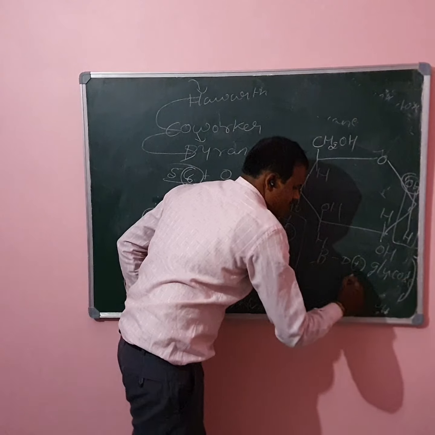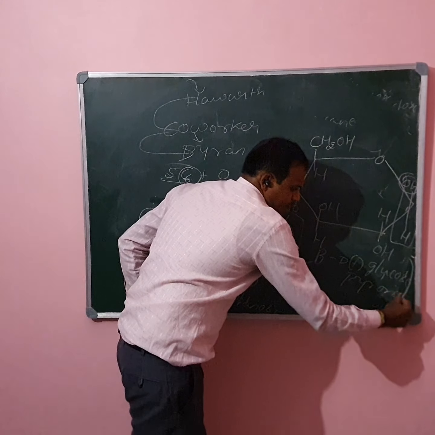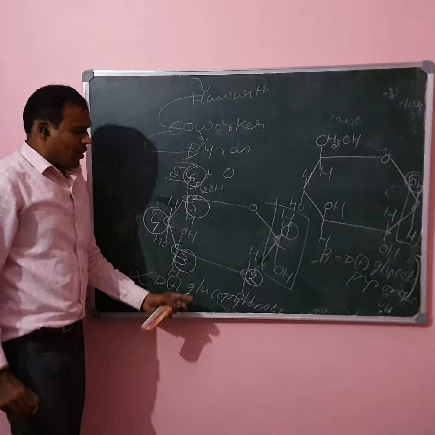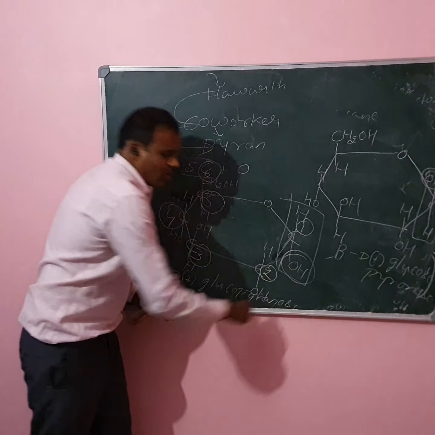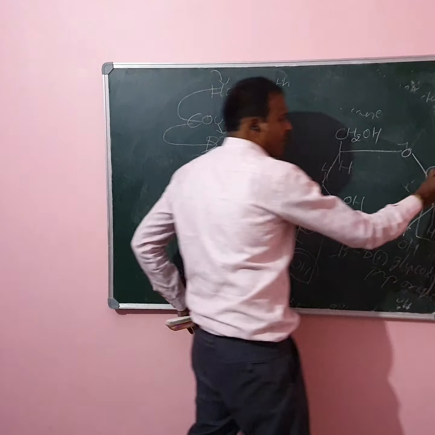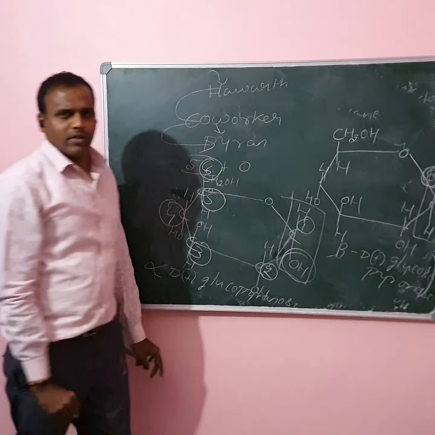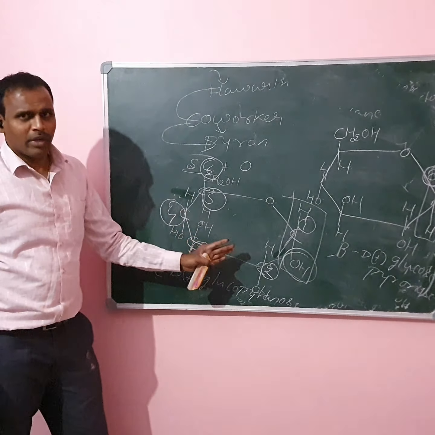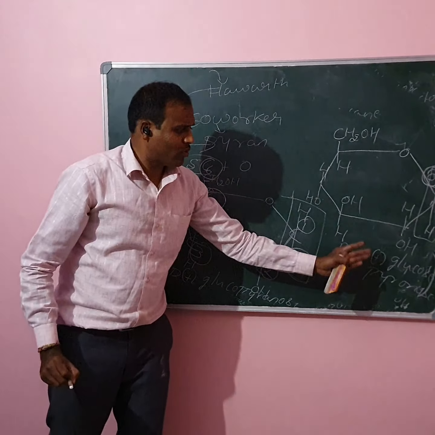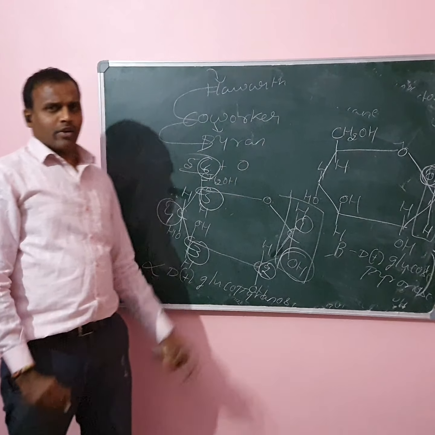The small change here is beta D plus glucopyranose. In alpha, the OH is in the bottom layer, and in beta, it is in the top layer. That's the small difference. Alpha D plus glucopyranose, and this is beta D plus glucopyranose.